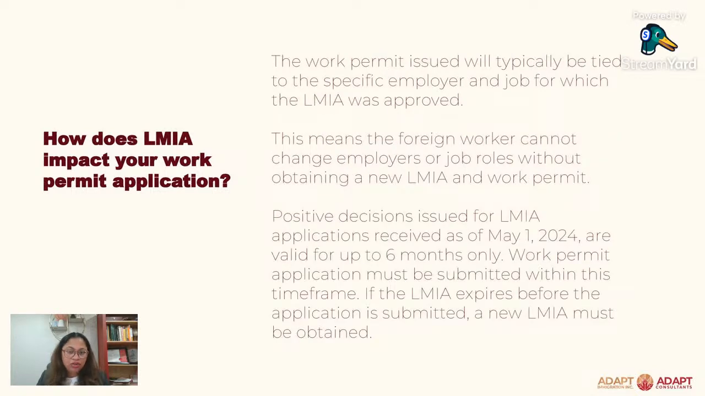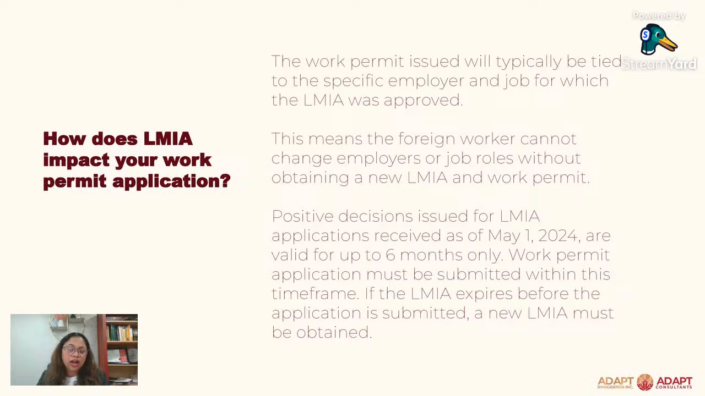The work permit issued will typically be tied to the specific employer, so it will be a closed work permit, for which the LMIA is approved. So you can't get the LMIA and work permit for one employer and then work for another one. It will be very specific to that employer. This means that the foreign worker cannot change employers.